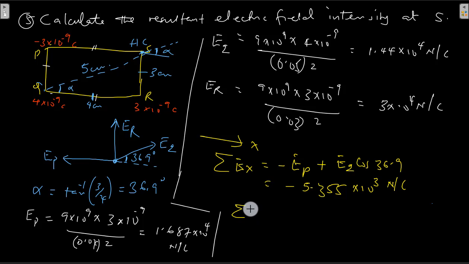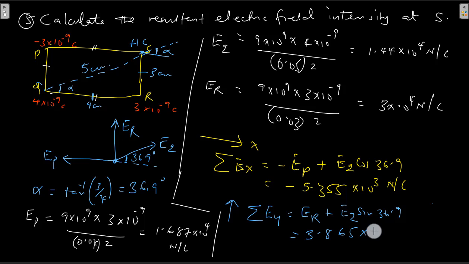If you do that for the resultant electric field in the vertical direction, the summation in the y direction, you have the electric field intensity due to R plus the electric field intensity due to Q sine 36.9. As you see, the electric field intensity due to Q has a vertical component in the positive direction. If you put in the values here, you'll have about 3.865 times 10 to the 4 newtons per coulomb.